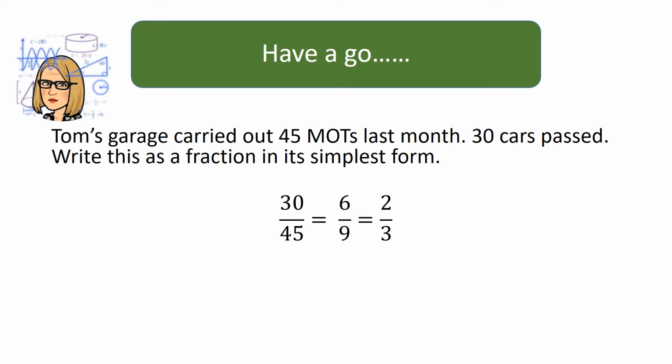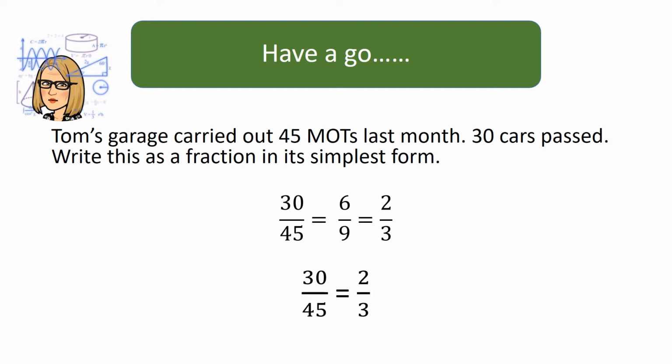But that fraction can be simplified, and the question wants you to because it's asked you to write it in its simplest form. 30 and 45, well, I can see that one ends in a 0 and one ends in a 5, so they both must be in the 5 times table. 30 divided by 5 is 6, and 45 divided by 5 is 9. Now I've got 6 over 9. And 6 and 9 are both in the 3 times table, so I can simplify this further. 6 divided by 3 is 2, and 9 divided by 3 is 3. So 2/3 of the cars passed.